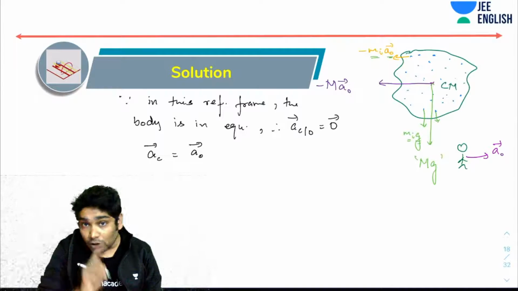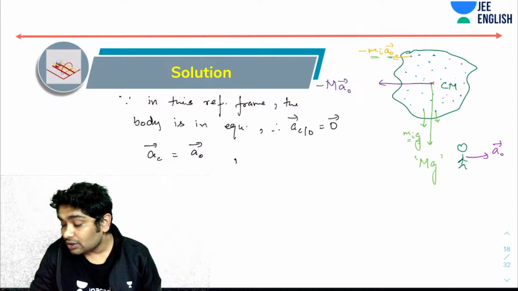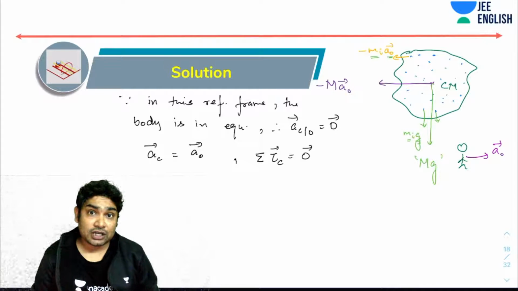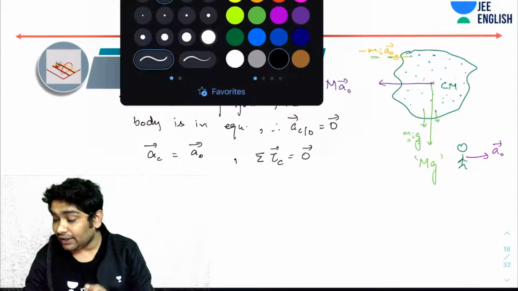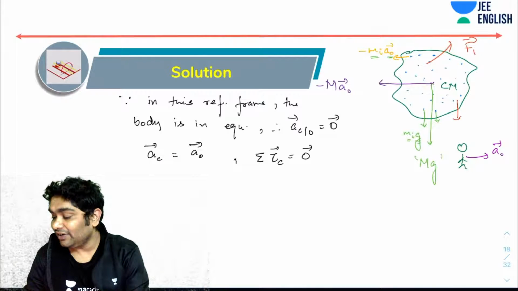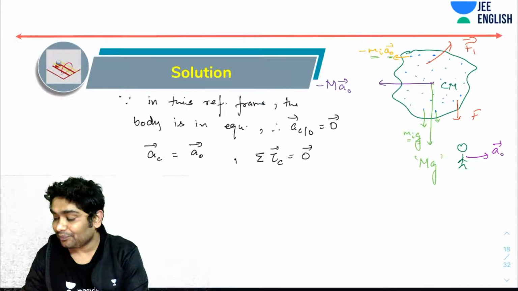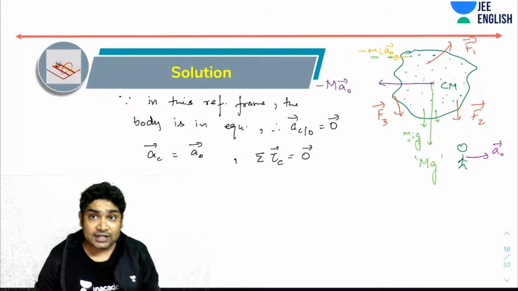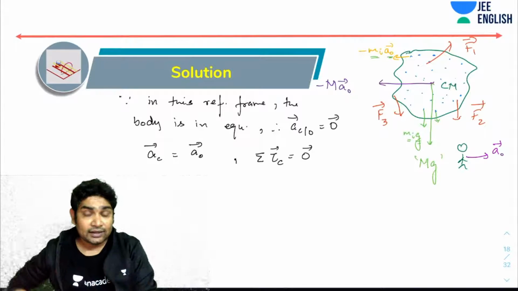All right. It also tells me that the summation of all the torques about the CM would be 0. Now you realize this pseudo force does not produce any torque about the CM. So whatever forces are acting on this, even if you had many forces acting on this, the summation of all the torques due to all the forces must be 0. Since the pseudo force does not produce any torque, all the other forces just remain like that.